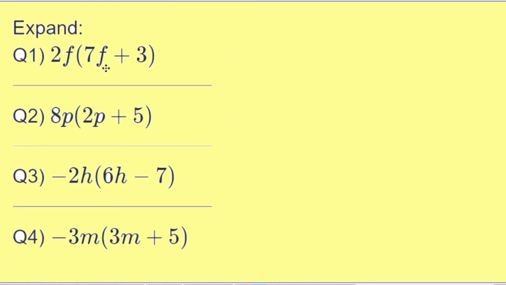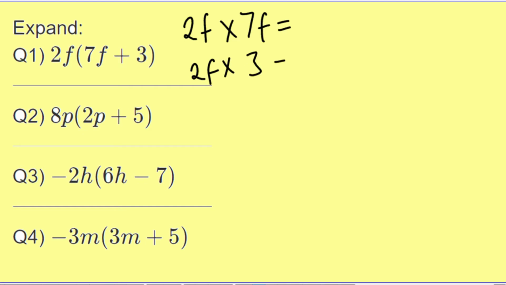So expanding, we're a little bit more difficult because we've got a letter on the outside and a letter on the inside. So here, we've got 2f multiplied by 7f, and we've got 2f multiplied by 3. So deal with the numbers first. 2 times 7 is 14. A letter multiplied by another letter gives us a letter. Remember, these have got invisible ones on. When we multiply 2 powers, we add them. So it's going to be f squared with a little 2 there.